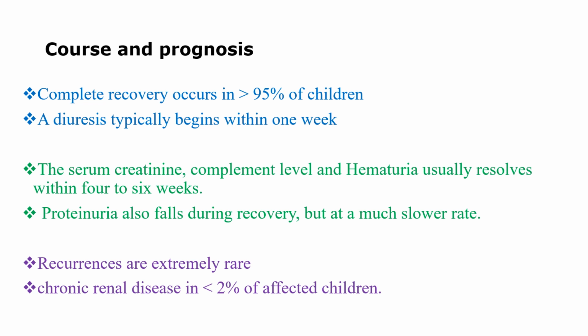Complete recovery occurs in more than 95% of children with PSAGN, and diuresis typically begins within 1 week. The serum creatinine, complement level, and hematuria usually resolve within 4 to 6 weeks. Proteinuria also falls during recovery, but at a much slower rate. Recurrences are extremely rare, and chronic renal disease occurs in less than 2% of affected children.